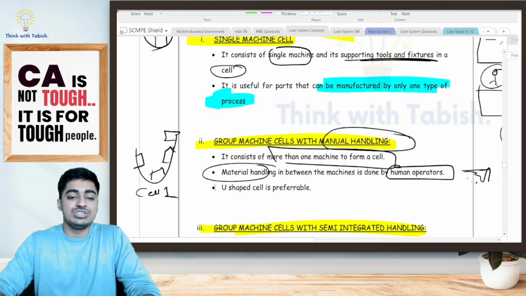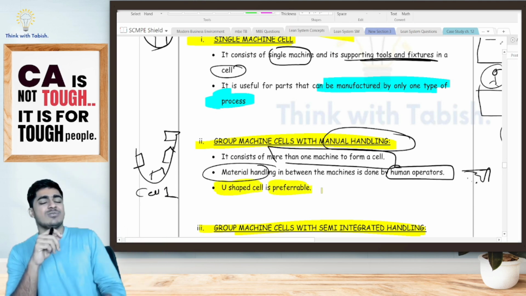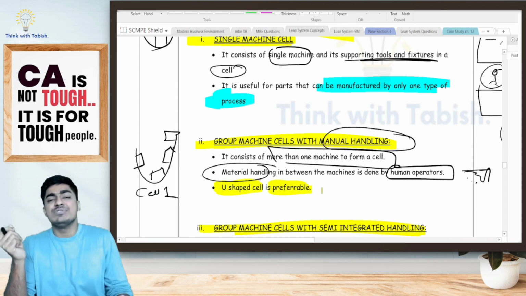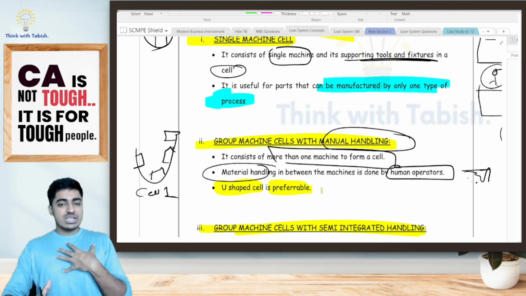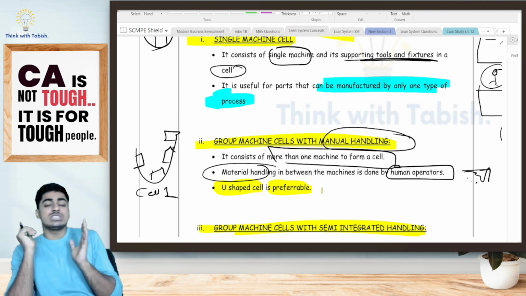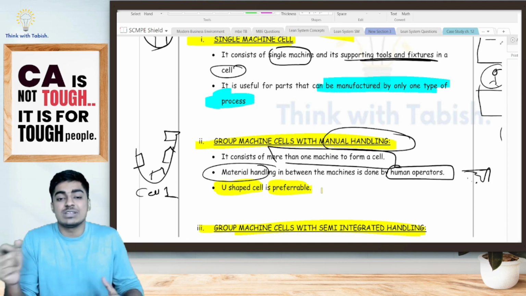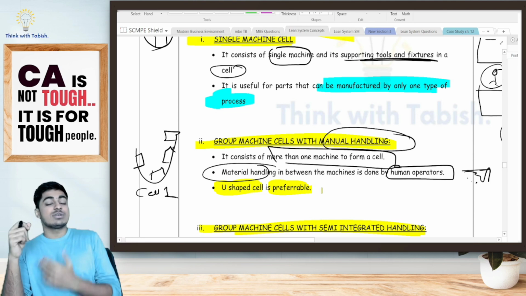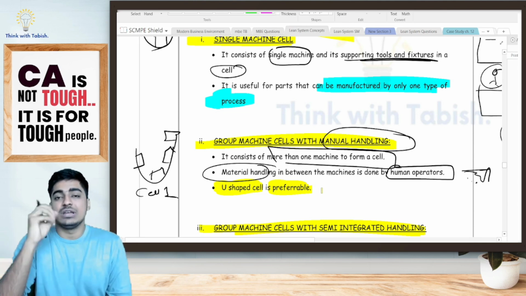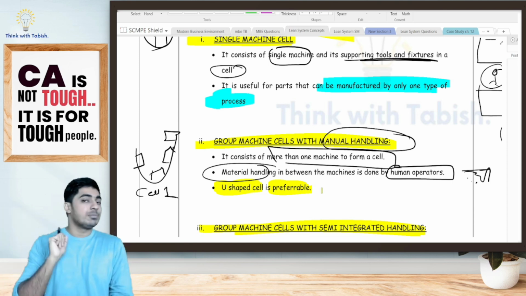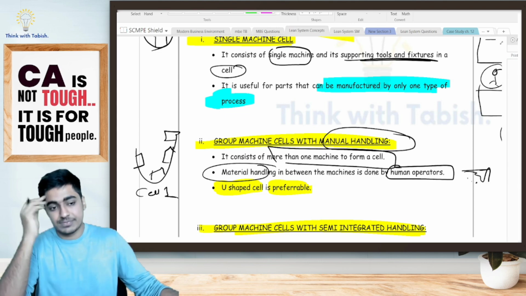Generally, in this case, a U-shaped cell is preferable. In the first case, it was a single machine. Whether we had a U-shape or not did not matter, because ultimately it was only one machine. If the supervisor had to supervise, he just had to supervise that one machine and one machine operator. However, for second, third, fourth, whatever cell designs there are, a U-shaped cell would be preferable because it helps the supervisor oversee the complete activity. Is this clear, students? Should we continue?